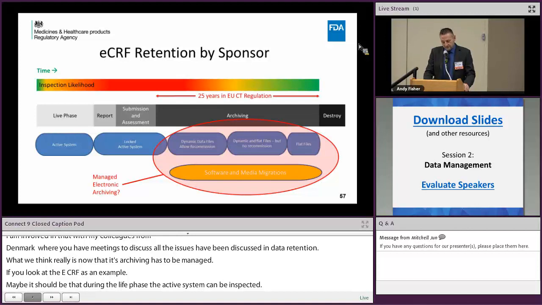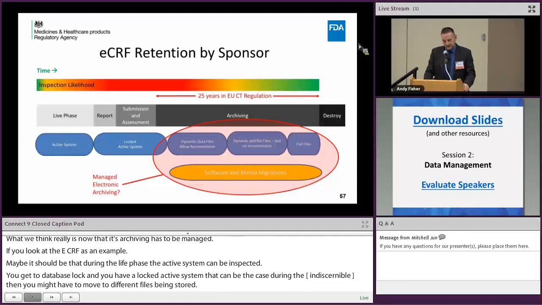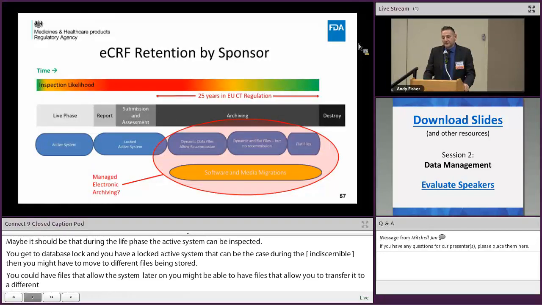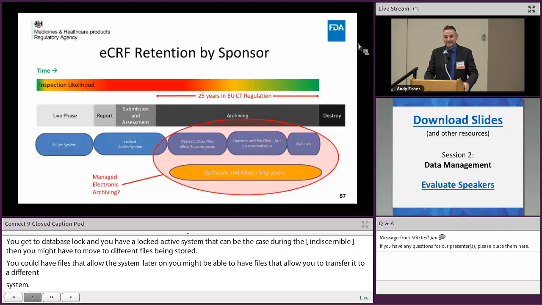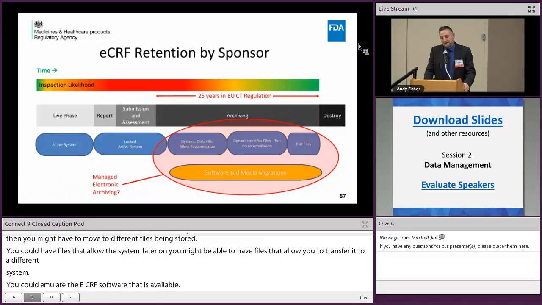Then you might have to move to different files being stored, so you could have files that allow the system to be recommissioned after it had been decommissioned perhaps. Or later on you might be able to have files that allow you to transfer it to a different system. Or you might be able to use an emulator. I'm sure you can get games from the 1980s that you can play on software and platforms that they weren't on then. That could be applied to eCRF, so that you could emulate eCRF software that was available now in 20 years' time. And eventually you might end up with just flat files where the system could be described by a series of files but be quite hard to reconstruct.